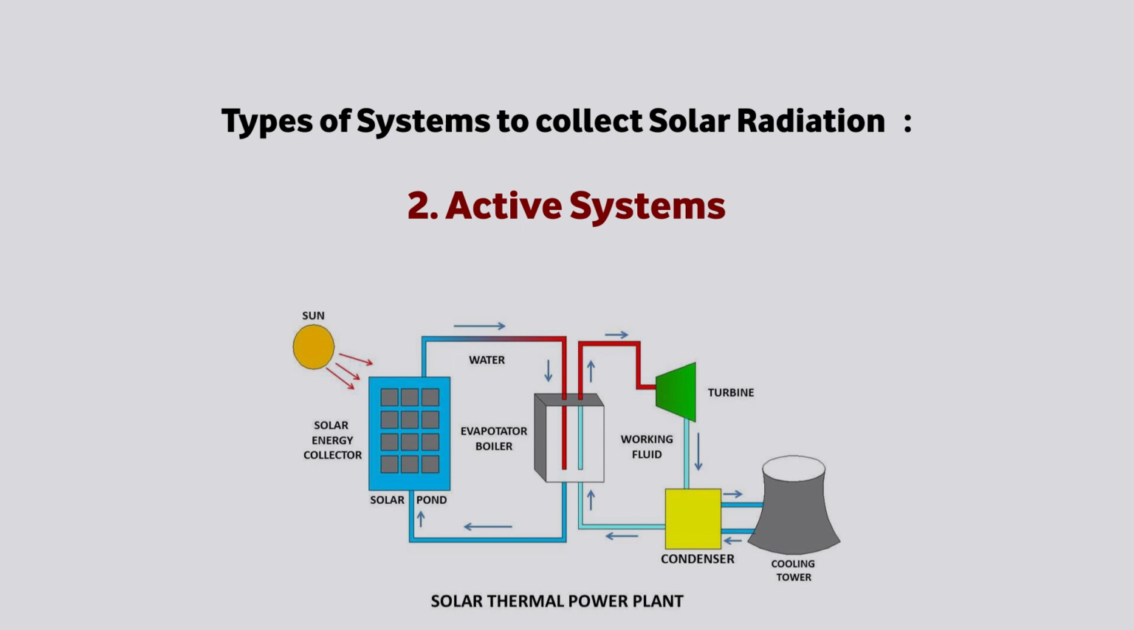Another system is called the active system. An active system requires some way to absorb and collect radiation and then store it. For example, solar thermal power plants are considered active systems. These plants are designed to operate using only solar energy, but most plants can use fossil fuel combustion to supplement output when needed.